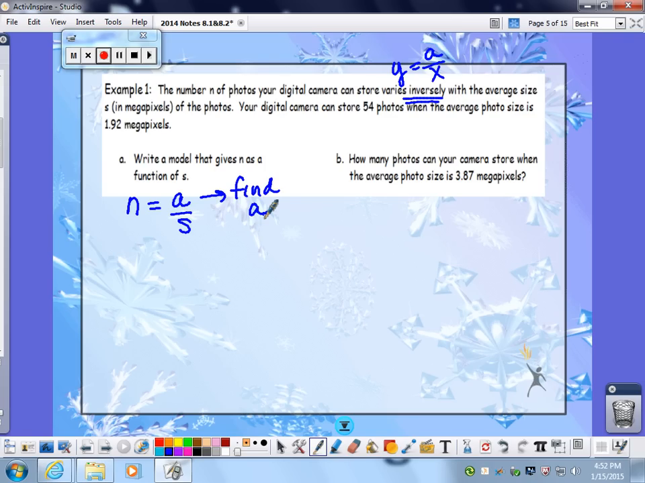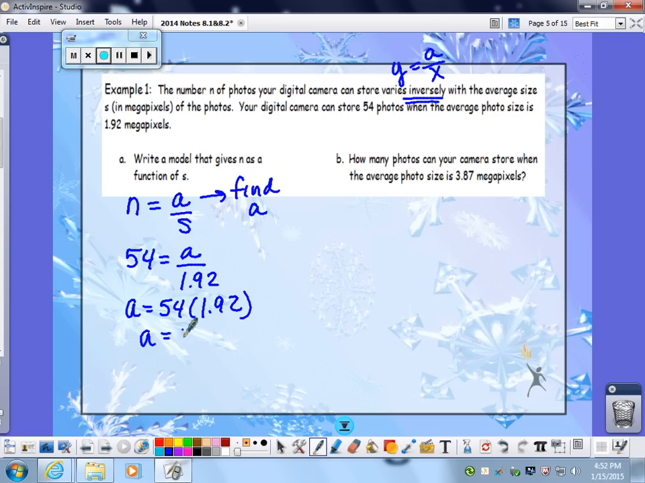All right, so our problem goes on to tell us some more information that we're going to need to find our A value. Your digital camera can store 54 photos. So 54 is equal to A over, when the average photo size is 1.92 megapixels. All right, let's solve for A. So A is going to equal 54 times 1.92. All right, grab your calculator.